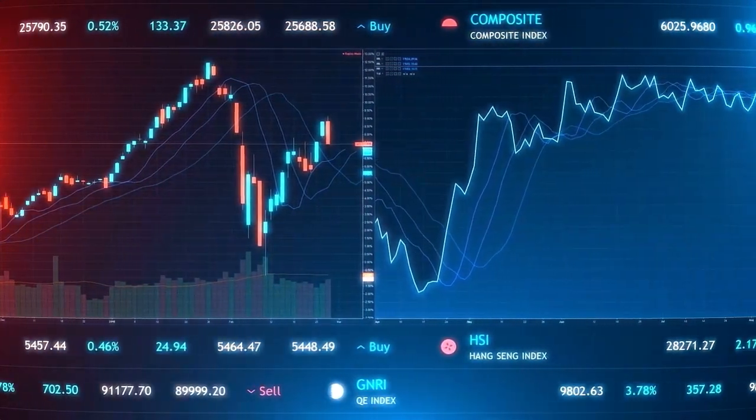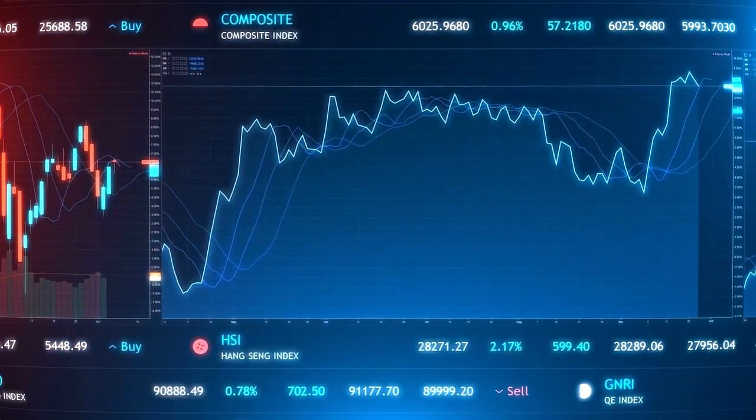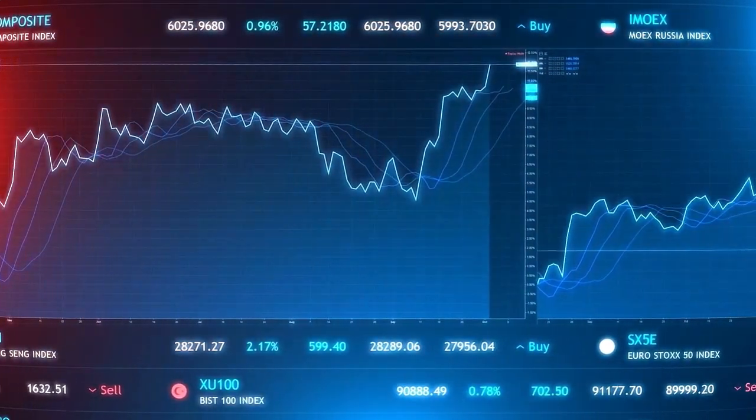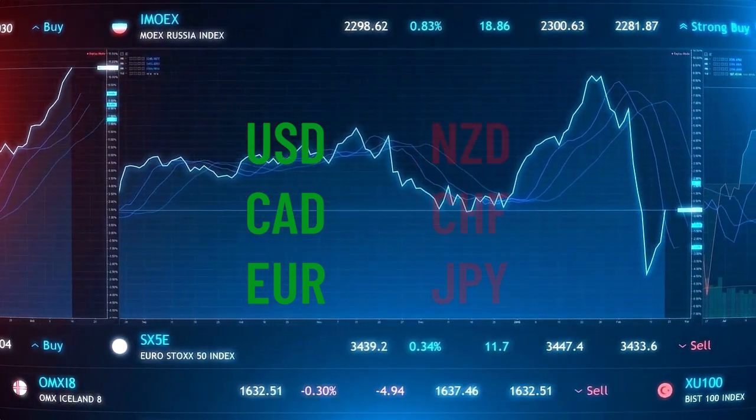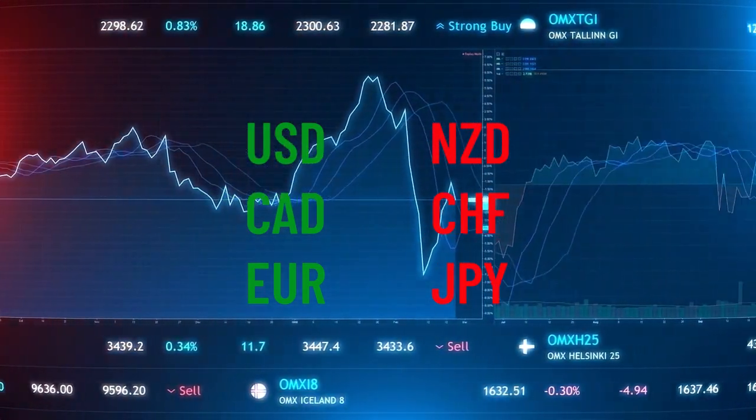I'm Johan Milan, and today, Friday 22 March 2024, my trade setup direction for today will be long on the US, the CAD and the Euro, and short in the New Zealand, the Swiss and the Yen.